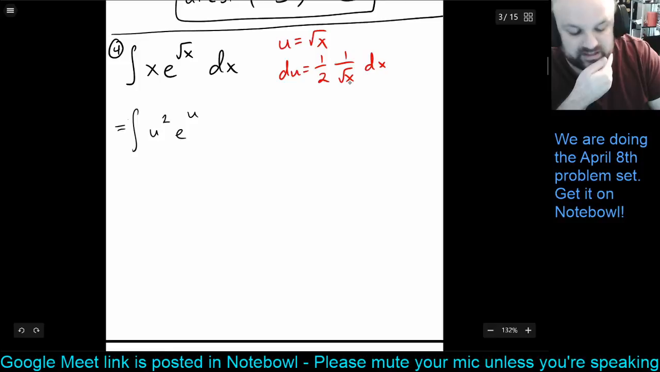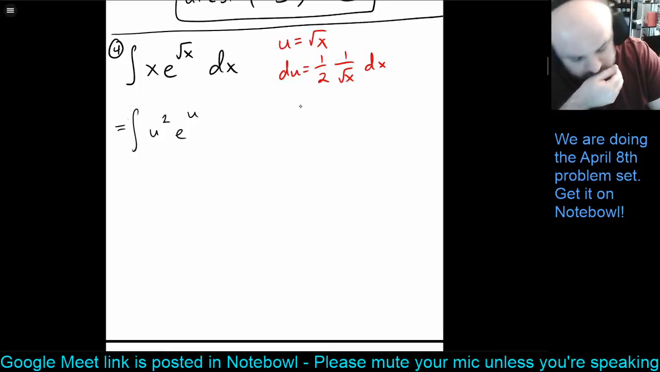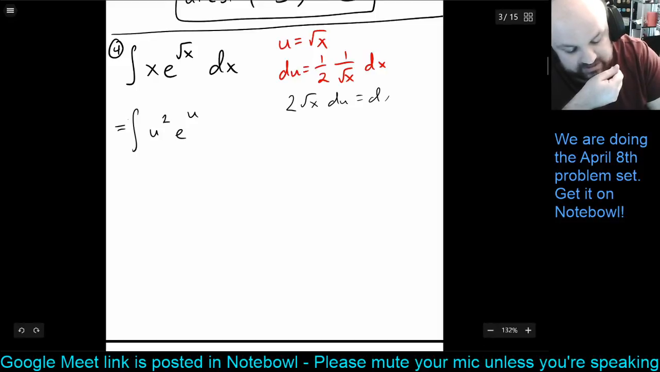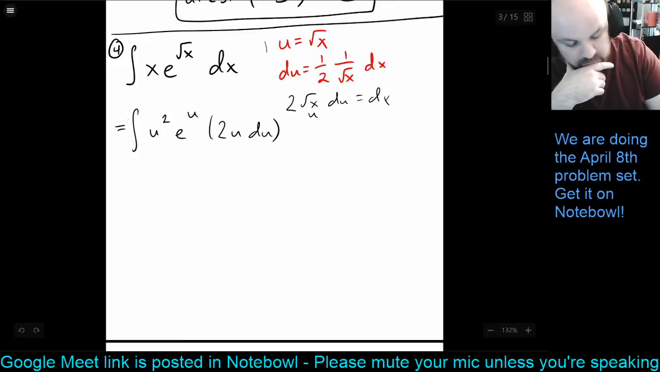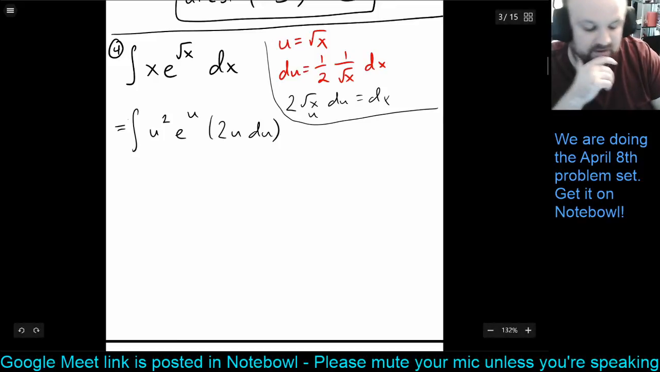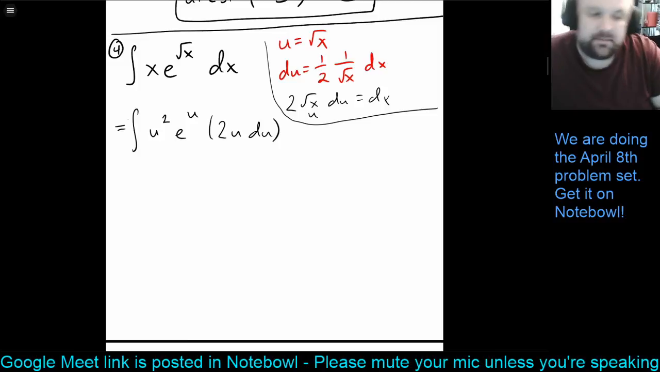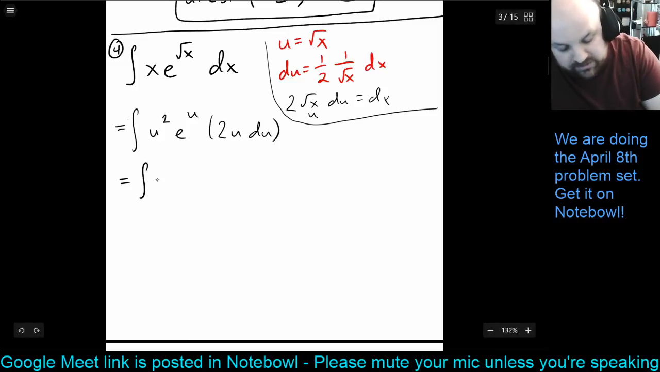Now, what happens with the dx here? Well, here we have 2 square root of x du equals dx. This is just u. So we have 2u du. Box that stuff off. Right, so we have to be a bit clever with the u substitutions. So what we run into now is 2u cubed e to the u du.